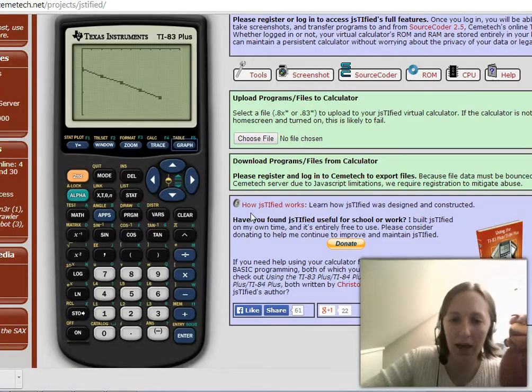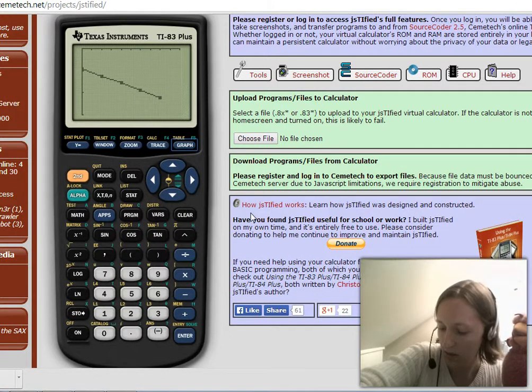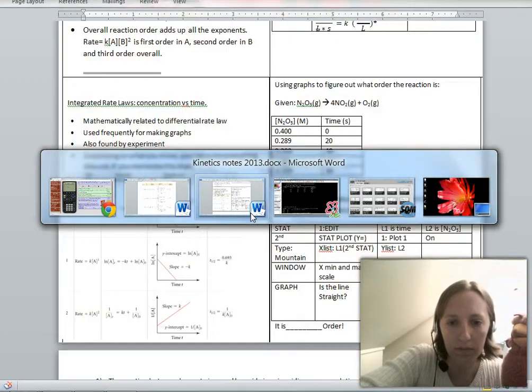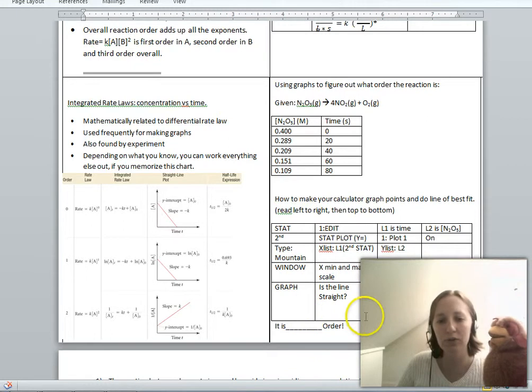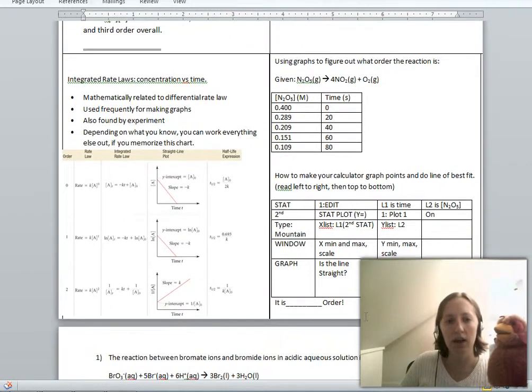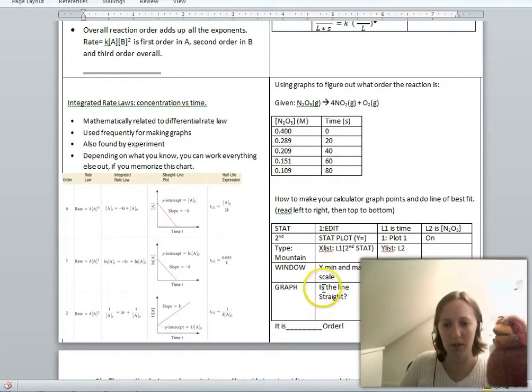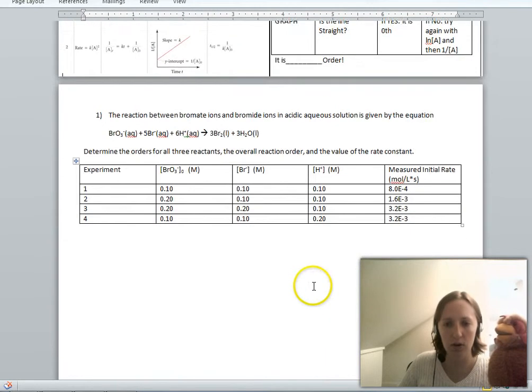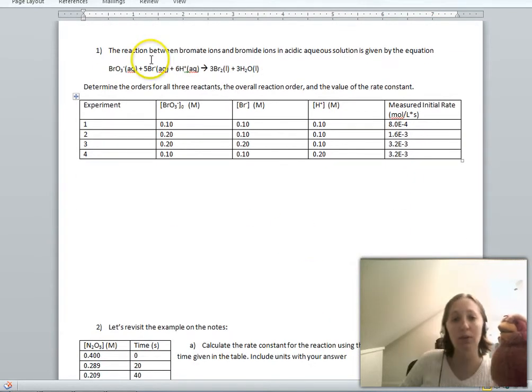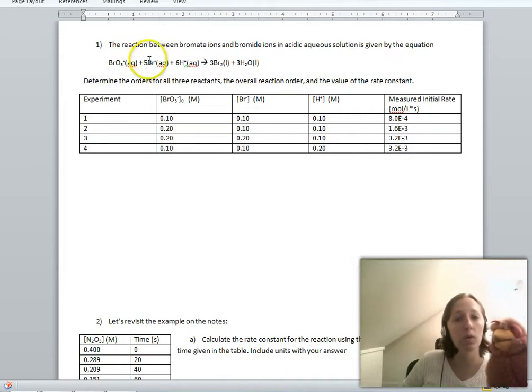All right, going back. There's my calculator. Where's my notes? There are my notes. All right, so it is first order. Now for the problem. So let's go and do our problem. And I will switch to my black pen screen and work on it. See what you can figure out.